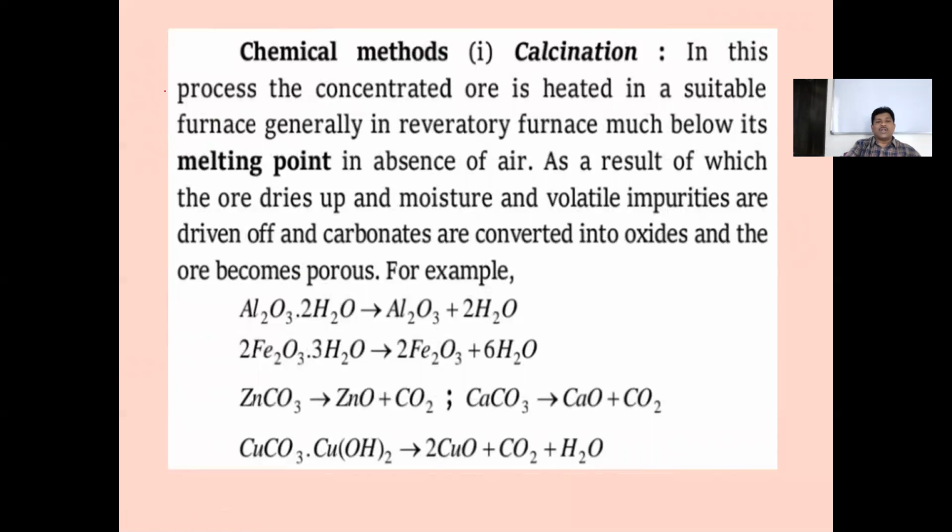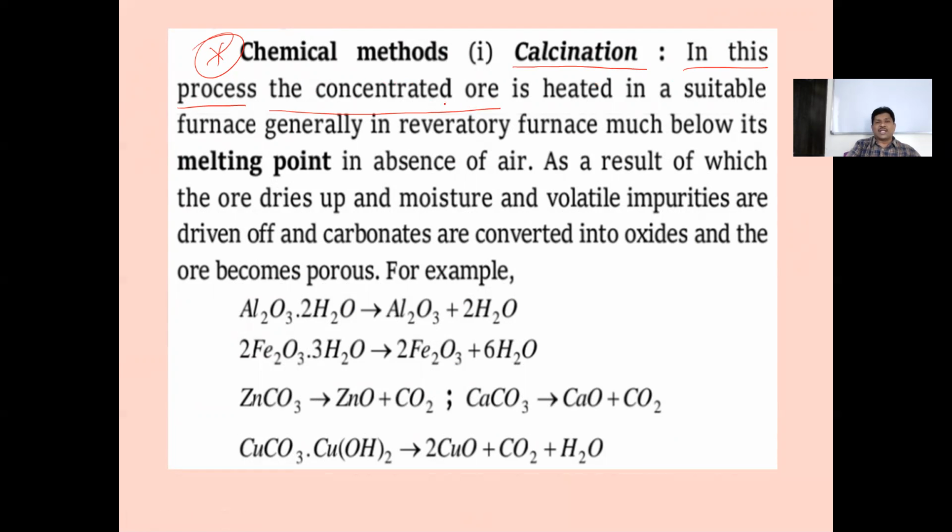And the next one is chemical methods of concentration of ore. The first one is calcination. Calcination means heating in the absence of air. In this process, the ore is already concentrated, meaning from the ore we have removed the gangue particles, the impurity particles. Then it is called concentrated ore.